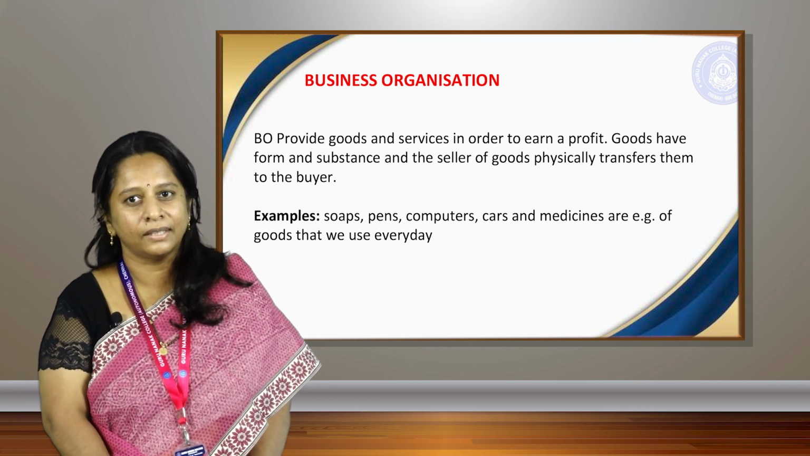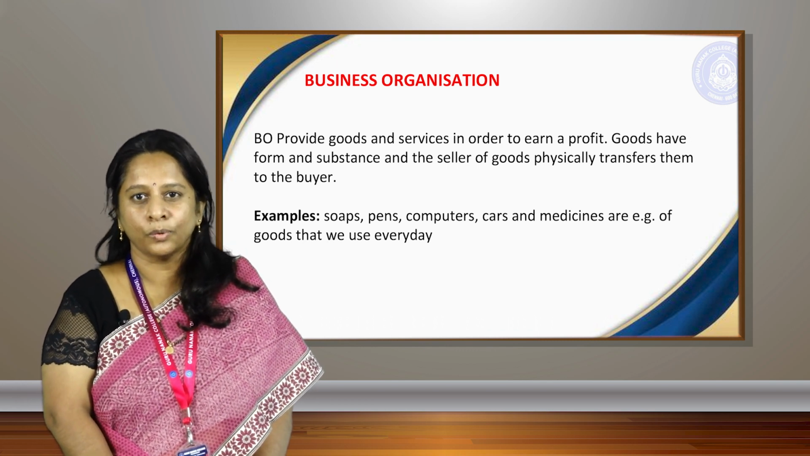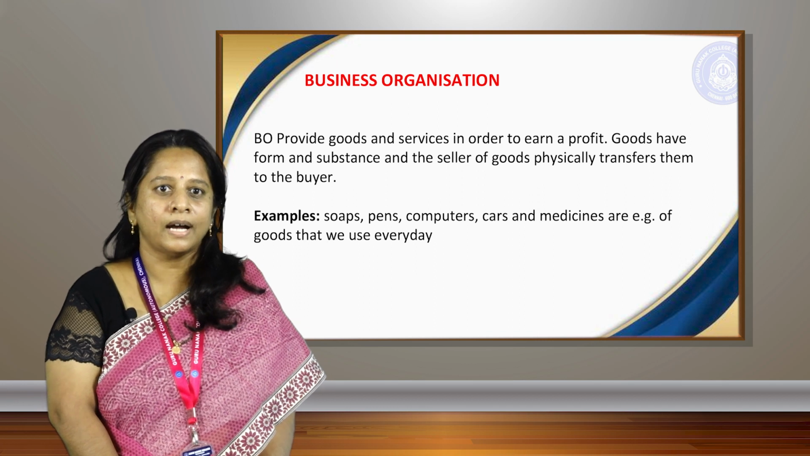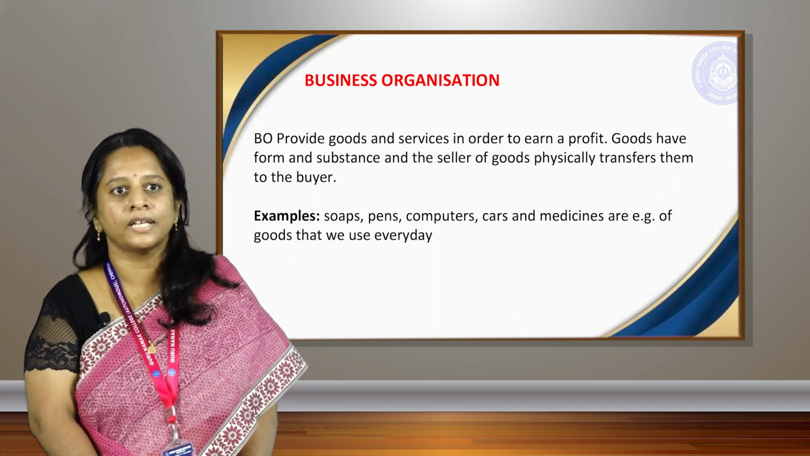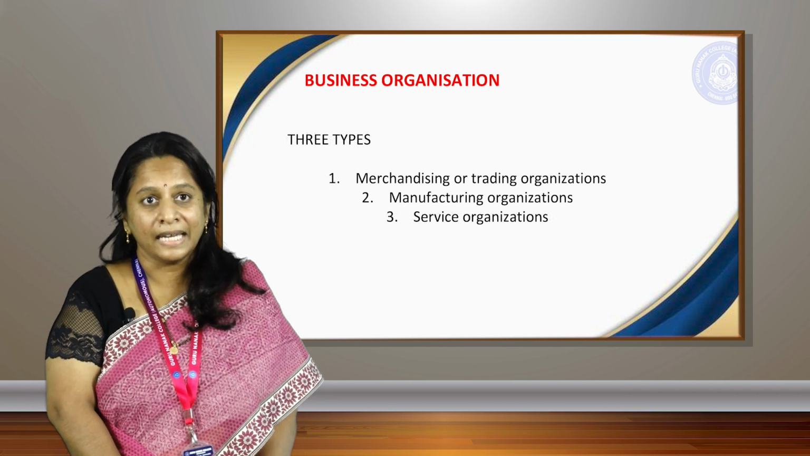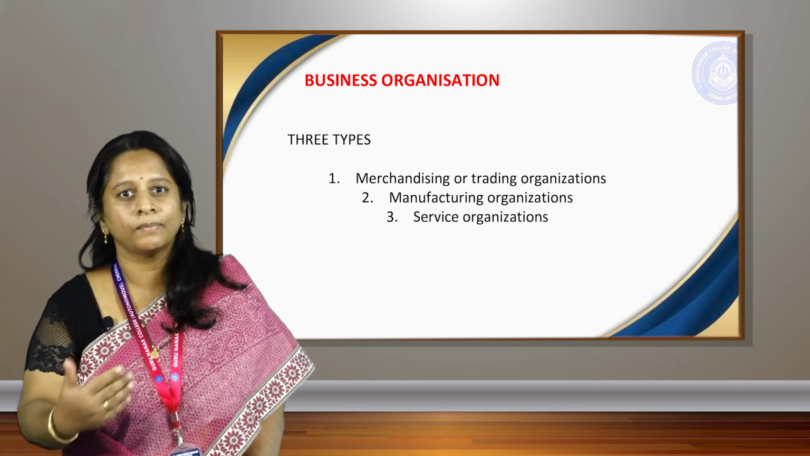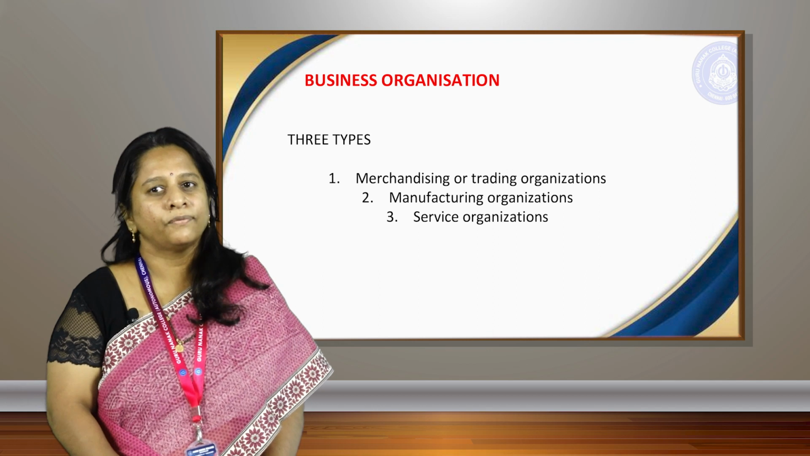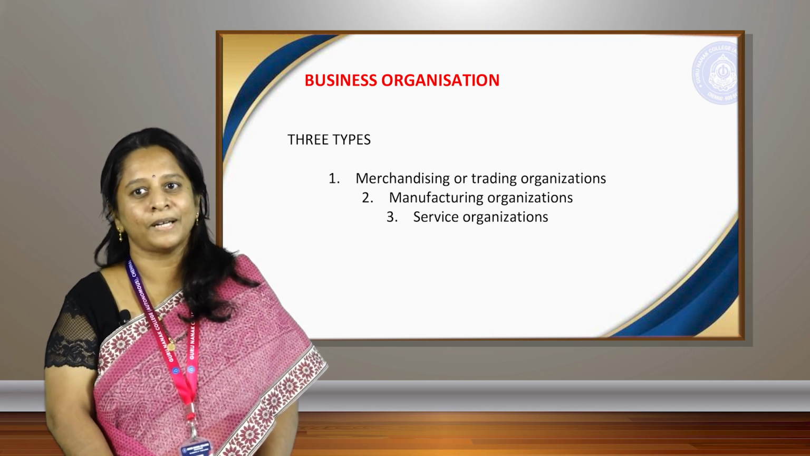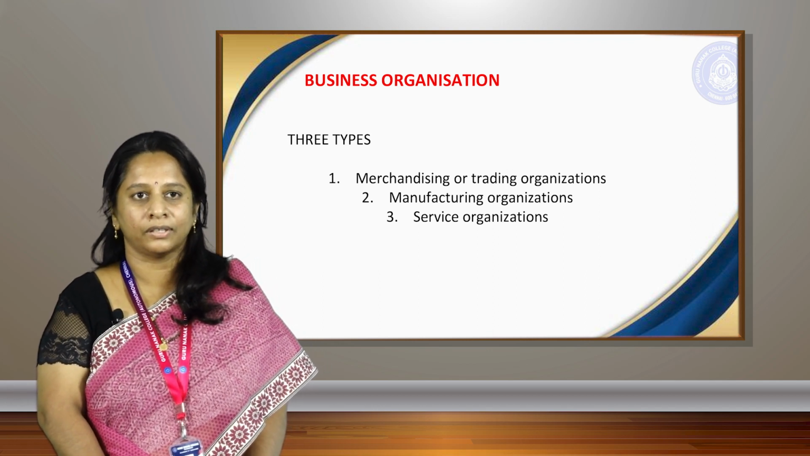What are the day-to-day items which we buy? Soaps, pens, computers, cars and medicines are examples of the goods that we use every day. The next aspect is the three types of business organization. I'll always go from last to first. First is the service organization, second is the manufacturing organization, and then the trading organization.